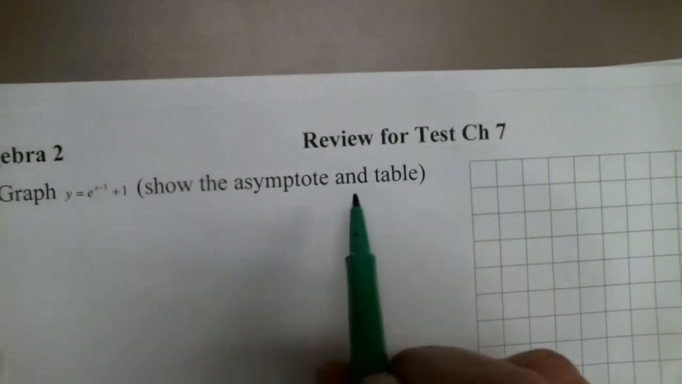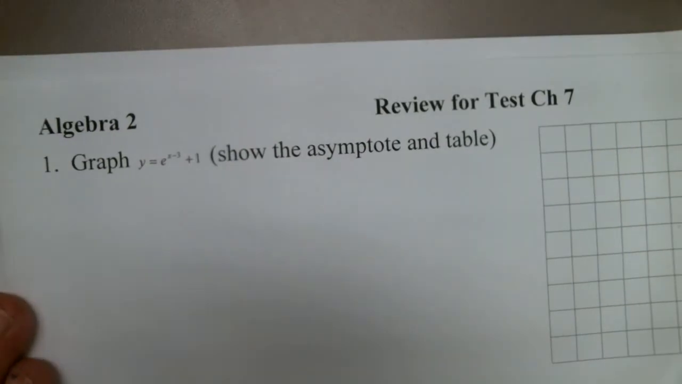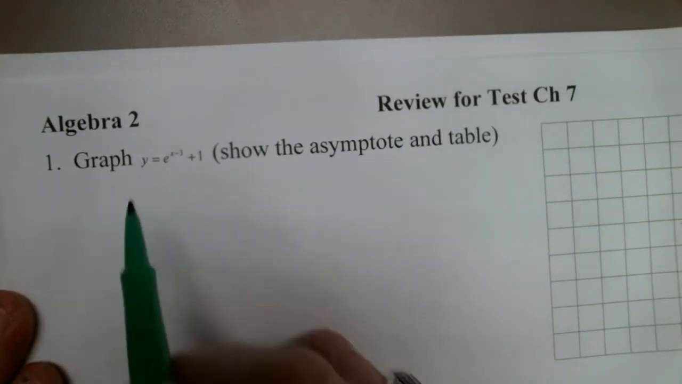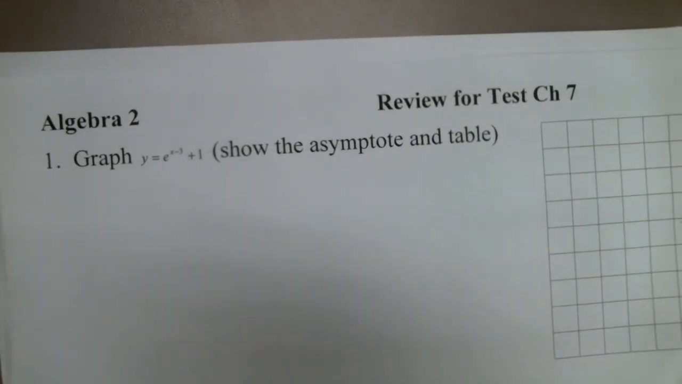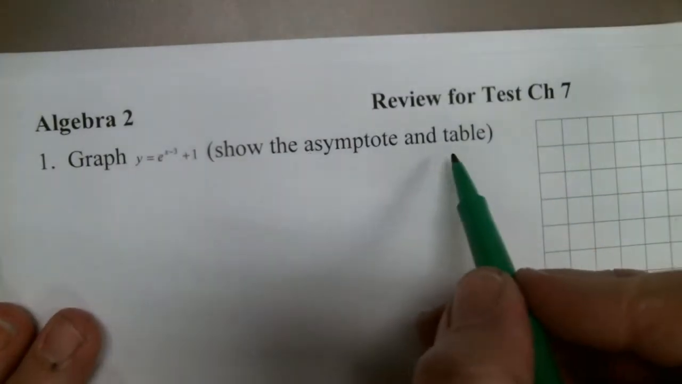Hi, this is a review for the Chapter 7 test for Algebra 2. Okay, first problem is graph y equals e to the x minus 3 plus 1. Make sure you show the asymptote in the table.